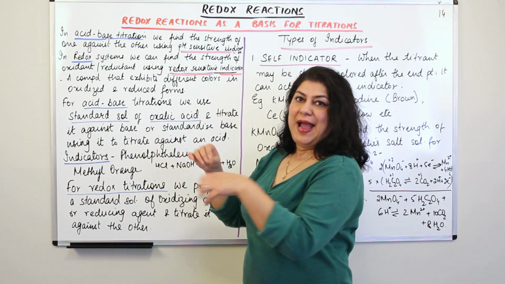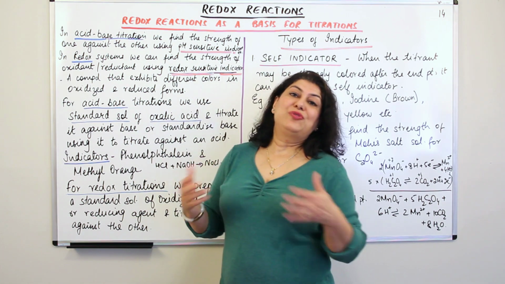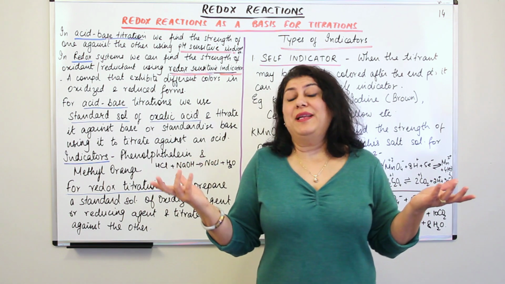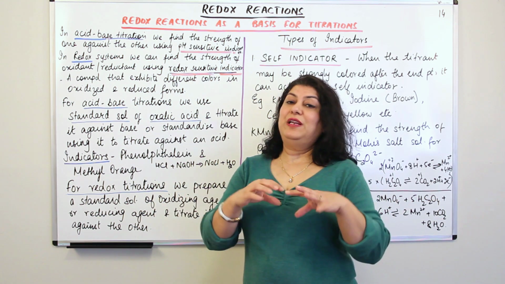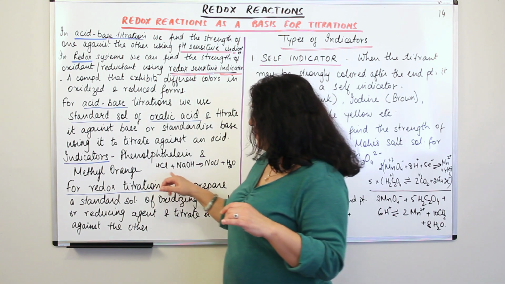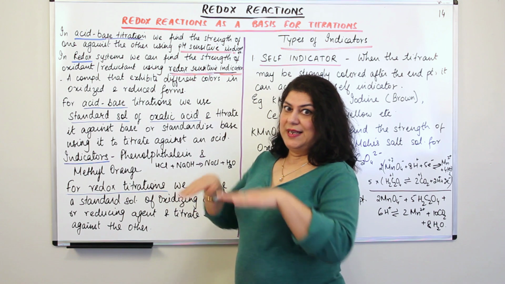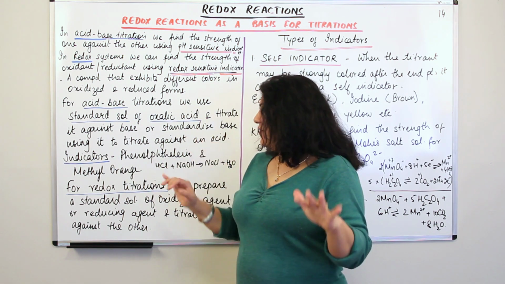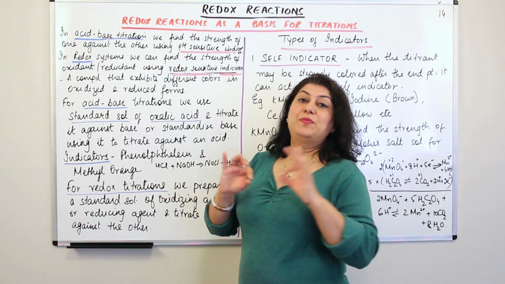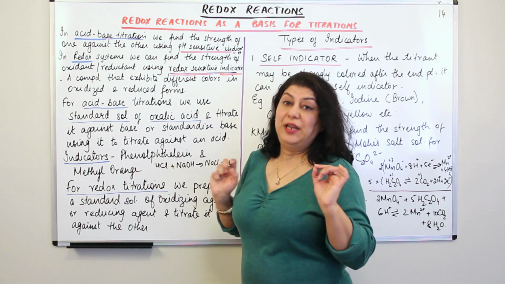So as you keep adding, the base keeps reacting with the acid and neutralization occurs. So the medium remains acidic, and if the medium is acidic, the phenolphthalein will be colorless. When you add 10 milliliters of sodium hydroxide, neutralization has completely occurred. Every molecule of HCl has been neutralized by the NaOH.